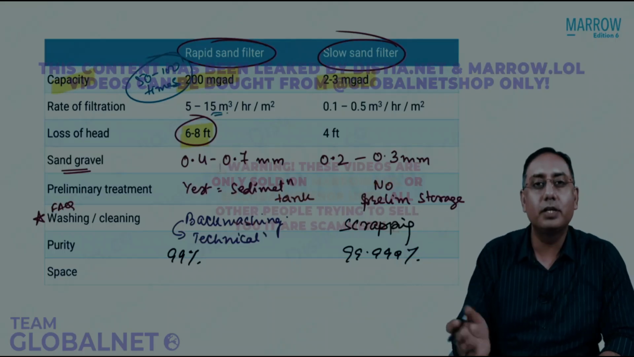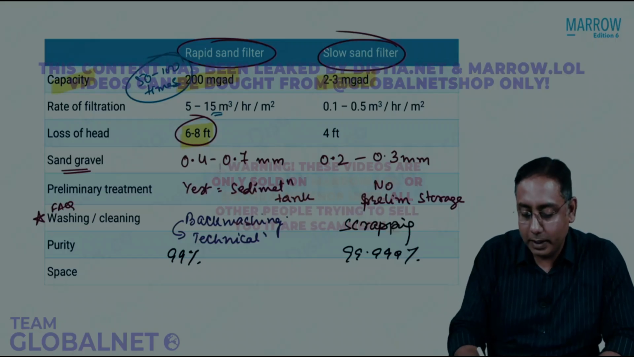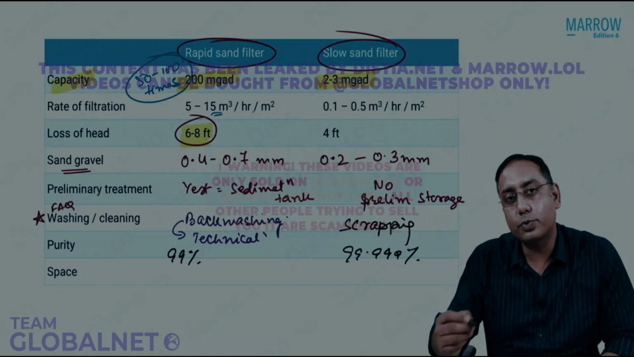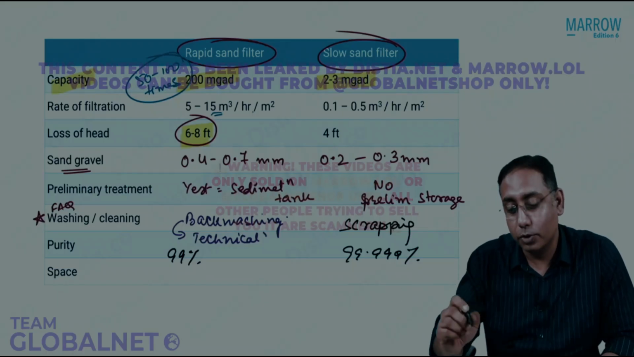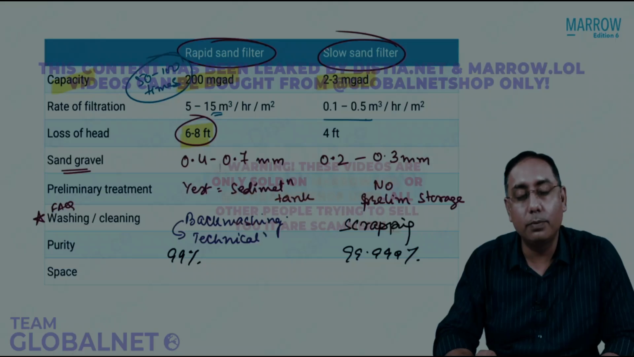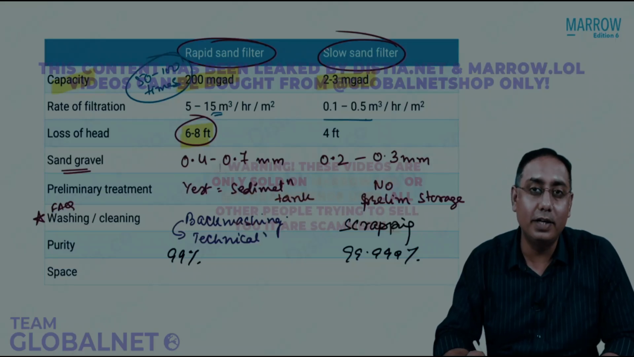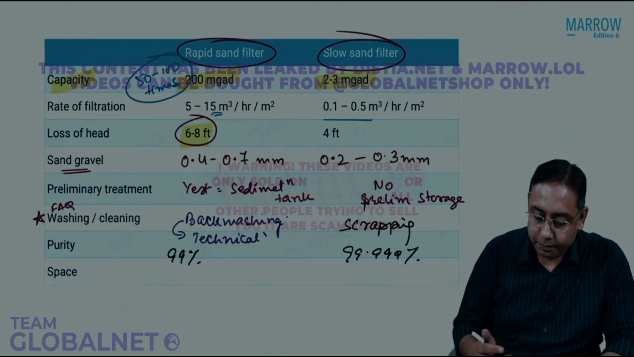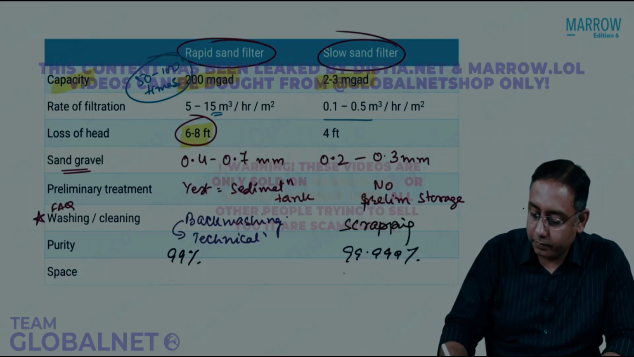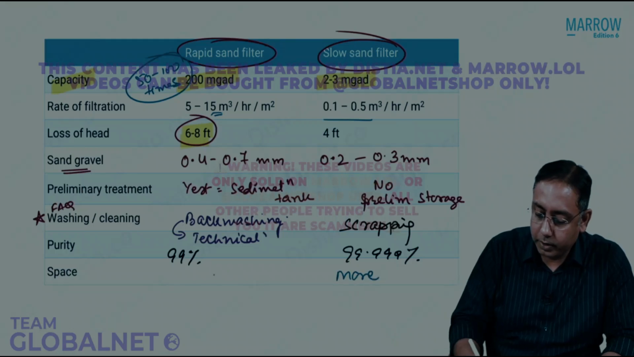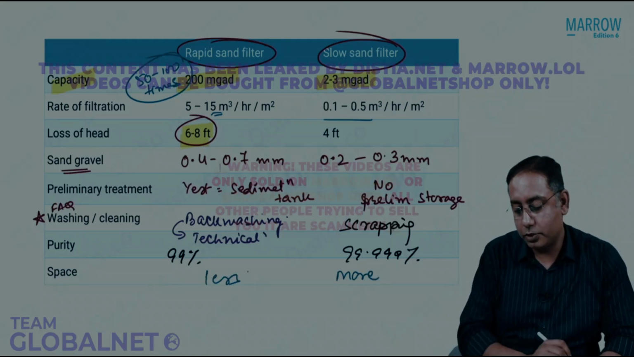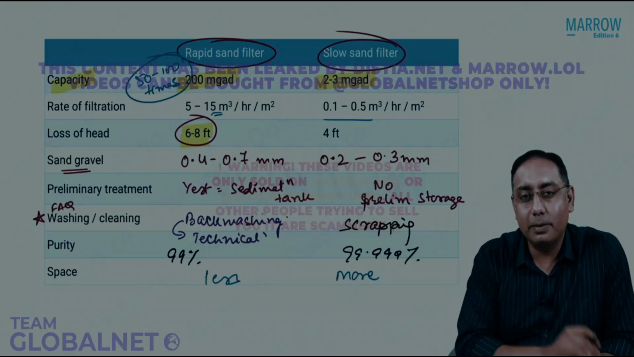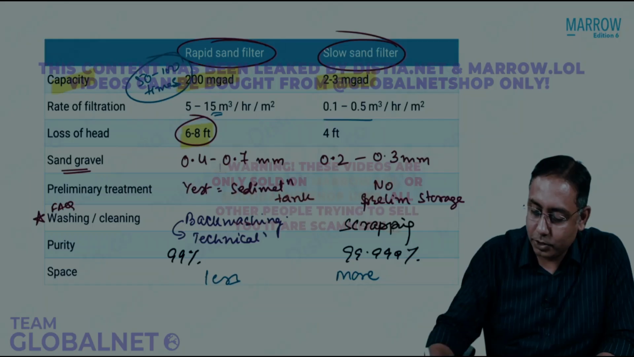The rate of filtration is 5 to 15 cubic meters per hour, that is, cubic meters of water filtered per hour per square meter of the filter area. On the other hand, the slow sand filter is 0.1 to 0.5 cubic meter of water filtered per hour per square meter of the slow sand filter. The space required for a slow sand filter will be more compared to the rapid sand filter. Rapid is less space consuming and a faster filtration system. So these were your MCQs from the rapid sand filter and the slow sand filter.